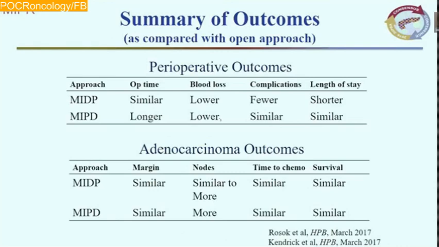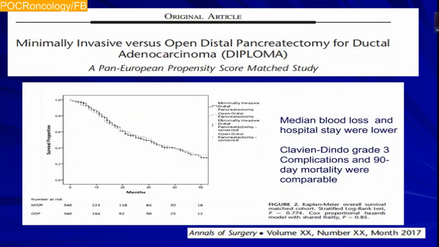Similar time to chemo, which is again the RIOT, intended return to intended oncological treatment, similar, and then the survival is similar. For the minimally invasive pancreaticoduodenectomy with better visualization, we have even more lymph nodes reported. Again, these are highly selected patients in high volume centers with high specialization. So again, we still have some time to adopt these procedures more and more.